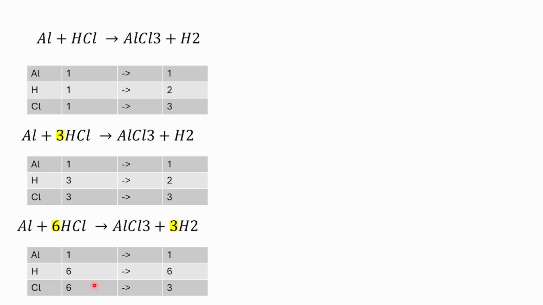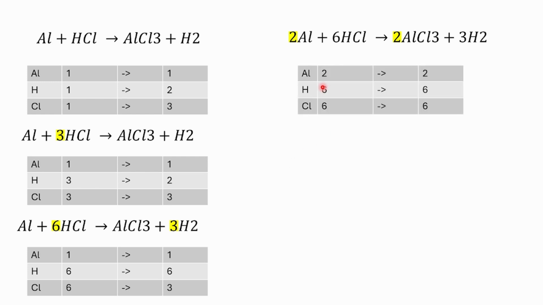So we have to go back to the right side and multiply our compound with chlorine by 2. But what that does is it also messes with our aluminum. So we have to go back to the left side again and multiply our aluminum by 2. Add it to our table, and everything is balanced. This is our final balanced equation. This is the equation we can work with, and this is the one that we want.